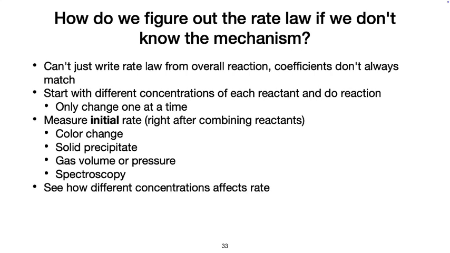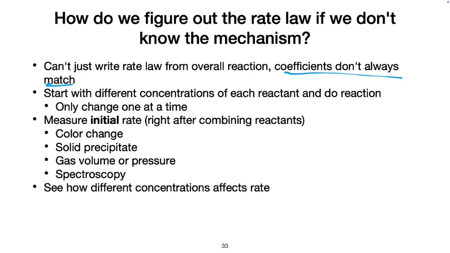So how do we figure out the rate law if we don't know the mechanism? So officially, you can't write your rate law from the overall reaction. So you have to have some more context. Okay? This is very, very, very challenging because the big lesson that comes out of that is that the coefficients don't match.